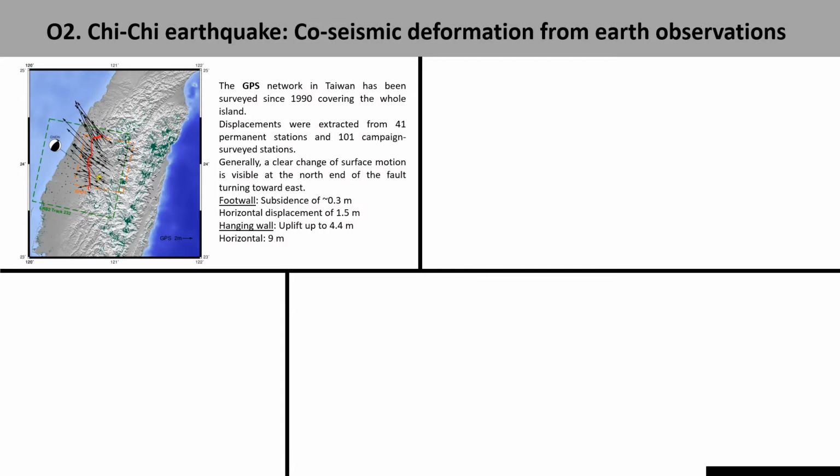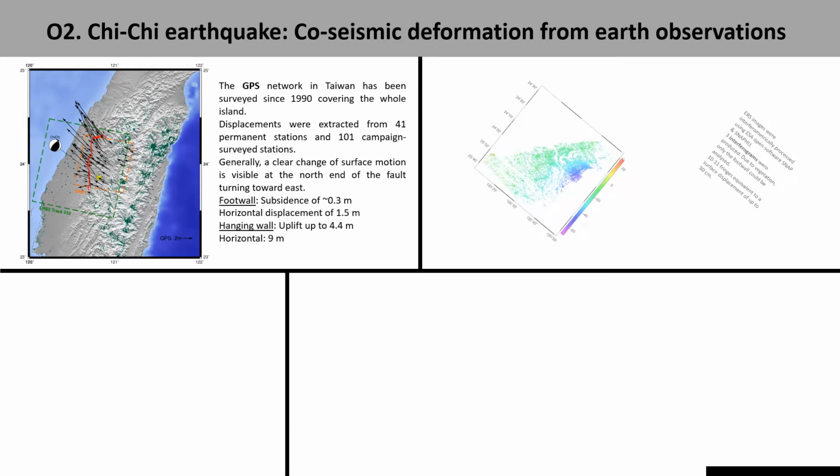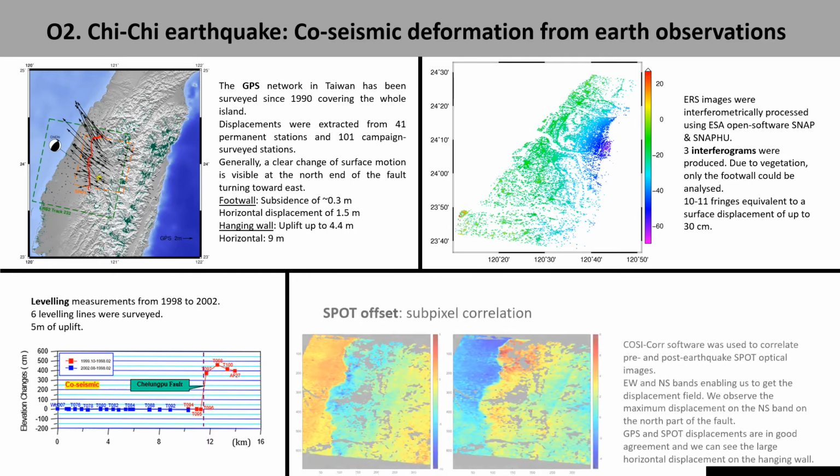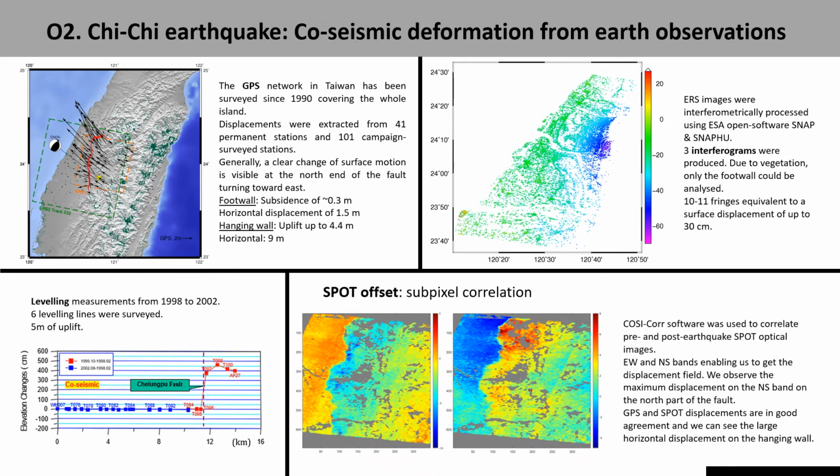In this study, several types of geodetic observation have been selected: GPS, InSAR images, leveling, and SPOT optical images. The main goal of this study, in addition to the modeling of the fault and the slip distribution analysis, is to take advantage of the variety of datasets available nowadays and to set up a methodology to precisely use them jointly.